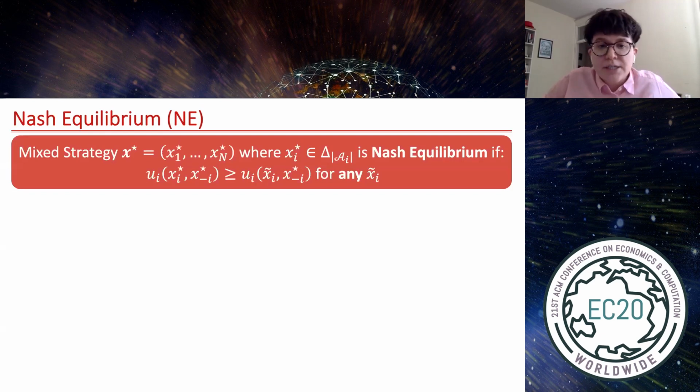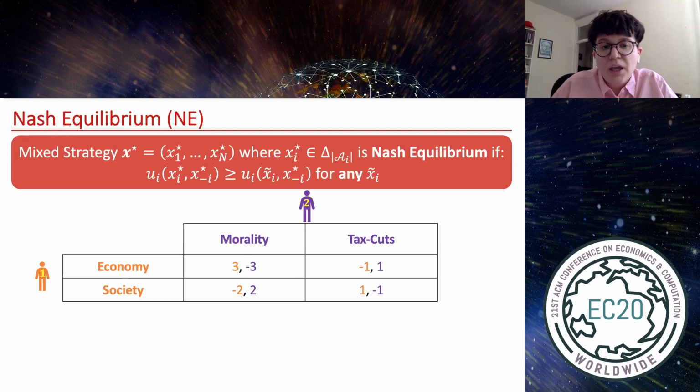Well, a mixed strategy X star, where this is the vector of all the mixed strategies of all of the agents, where Xi star is in the simplex of the alternatives for agent i, is a Nash equilibrium if by playing Xi star, when all other players play X minus i star, you are better off than playing X tilde i when all of the others are playing X minus i star. And let's see an example of that.